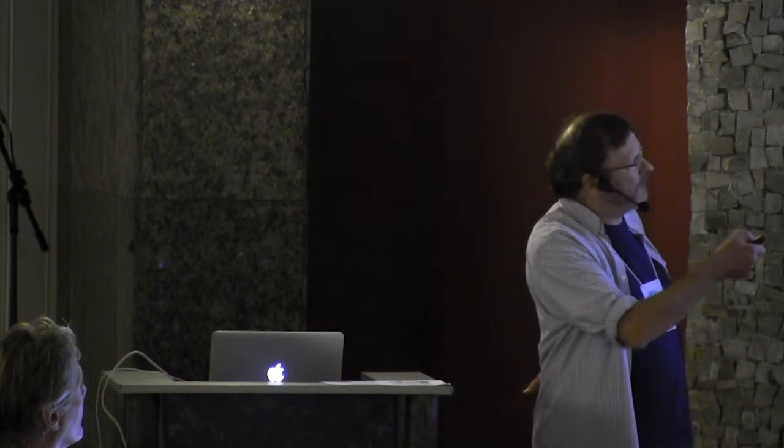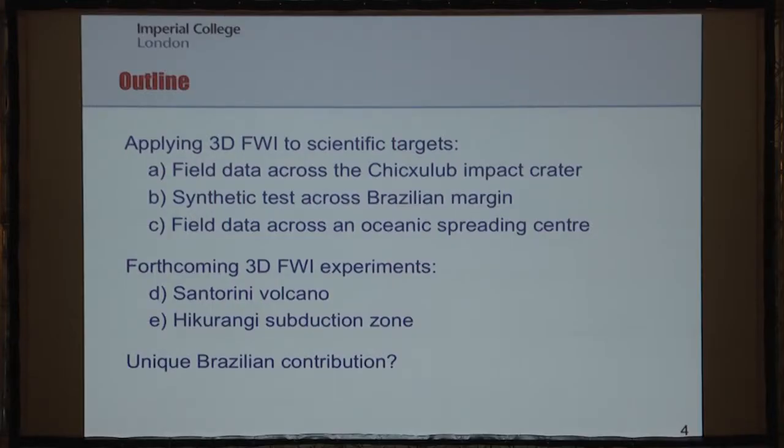The outline of the talk: I'm going to talk briefly about 5 different applications of FWI. The first 3 are studies that have happened. 2 of them are studies on field data. One of them is a study on synthetic data. And then 2 experiments that will happen in the next year or 2 that are specific acquisitions designed to support FWI interpretations. And then at the end, I'll make a suggestion as to what Brazil might do to play in this area. And there's something very, very special and genuinely world-leading that Brazil could contribute to this activity. So I'll come to that at the end.